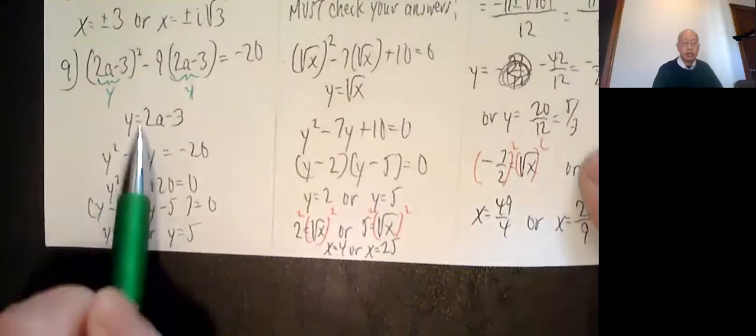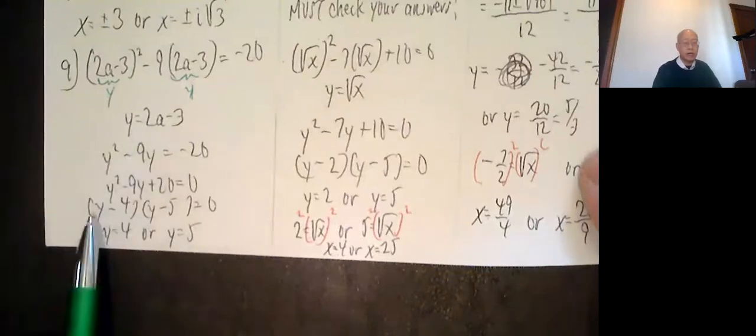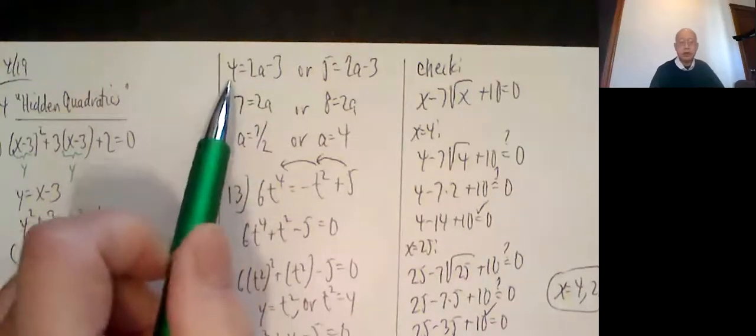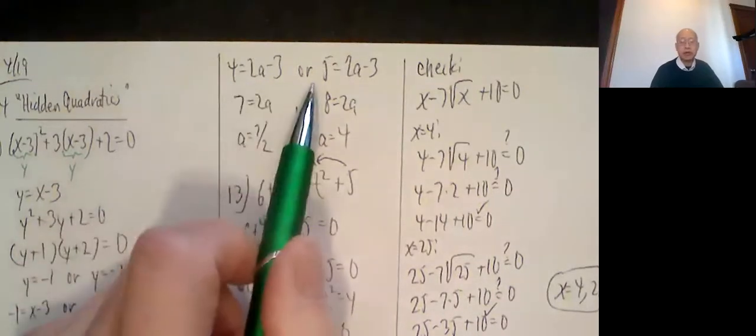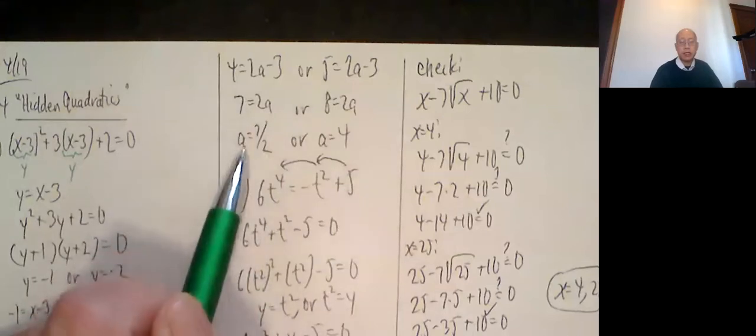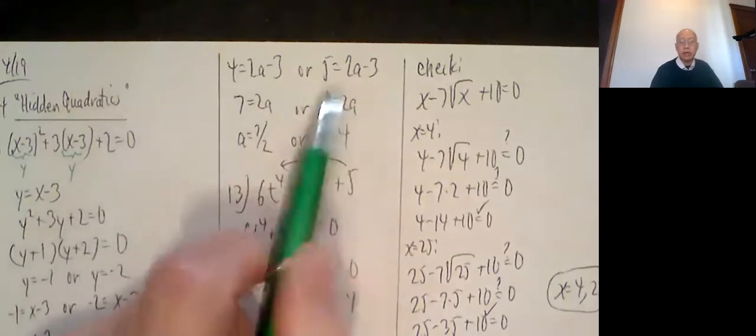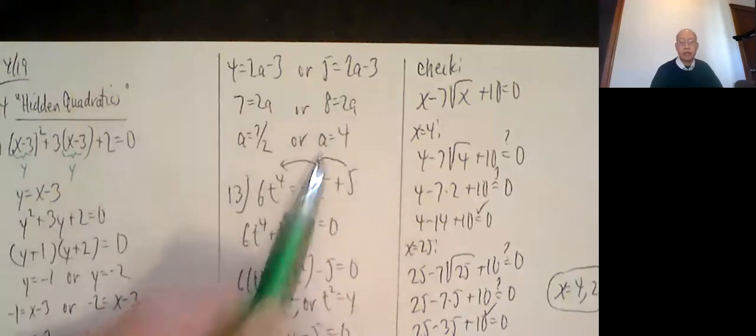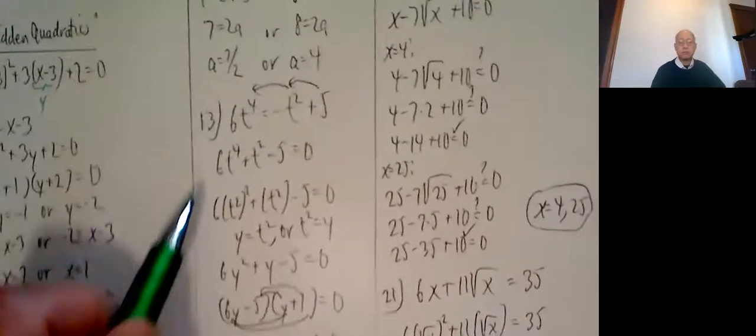Then I change y to 2a - 3. So 2a - 3 goes here and here, but that's easy. 4 = 2a - 3, or 5 = 2a - 3. Okay, so add 3, 7 = 2a, a is 7/2. Add 3 here, 8 = 2a, a is equal to 4.